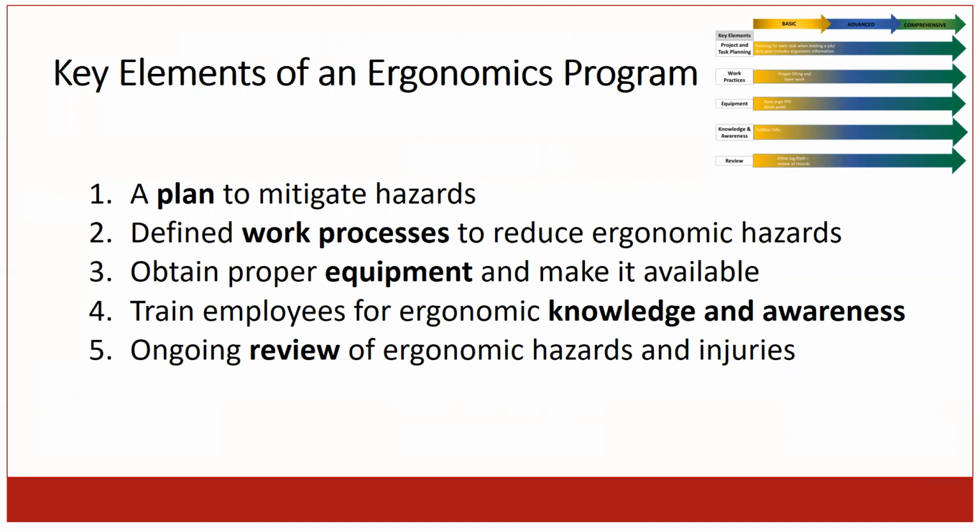They include defining the work processes or steps for how the work can be done to control the hazards, making sure the proper ergonomic equipment is available, and training employees to ensure they have knowledge and awareness of ergonomic work processes and proper use of equipment. And the last element is engaging in an ongoing review to check to see if the ergonomics program is working as planned. These elements should be systematically applied to every construction project and should involve all levels of employees as much as possible.